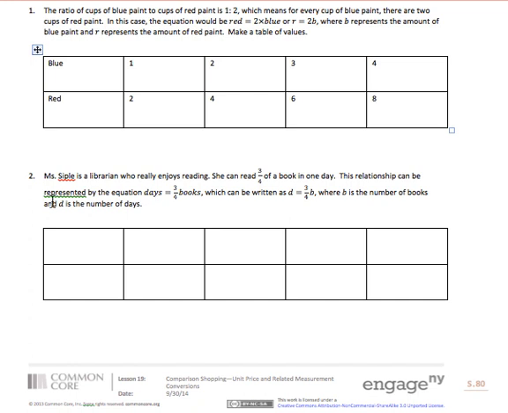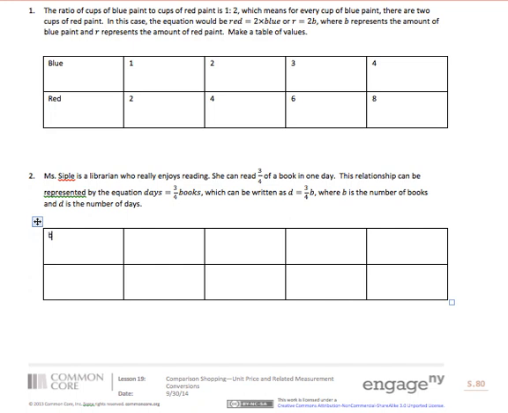The second example is Miss Sipple, who's a librarian that enjoys reading, and she can read 3/4 of a book in one day. Now, this is the first time we've seen fractions for a while. Don't let them scare you, because you know something about them. The equation could be days are equal to 3/4 times books. And we could write it shorter as D equals 3/4 times B. But the important part is filling in your table.